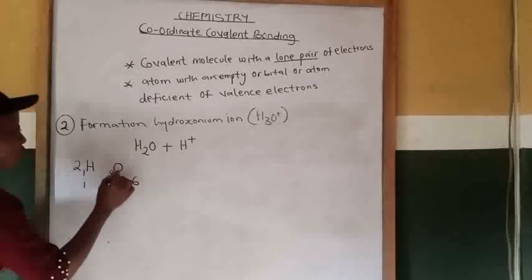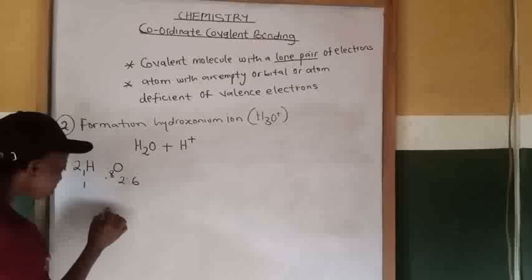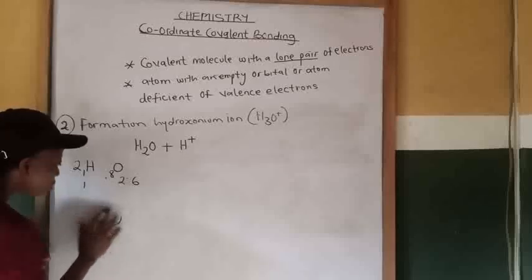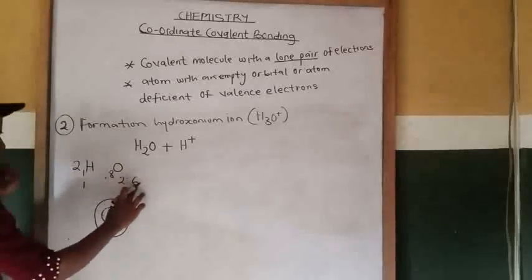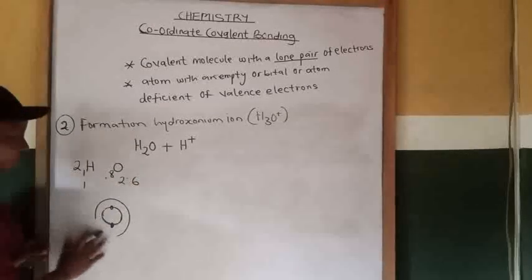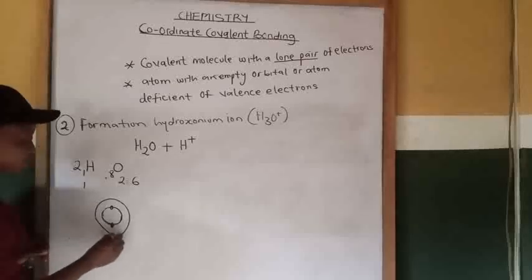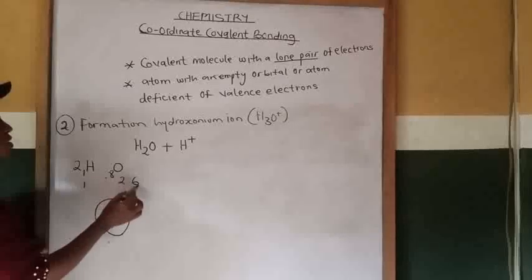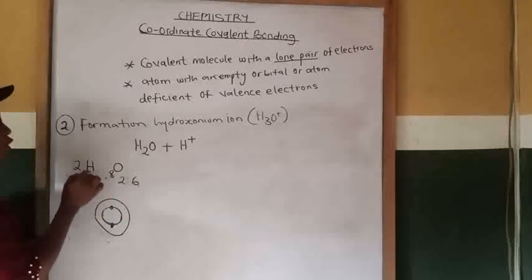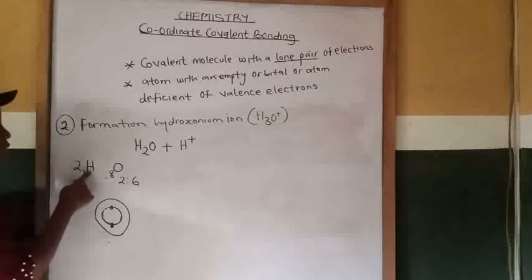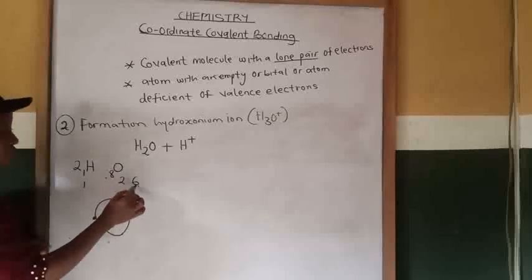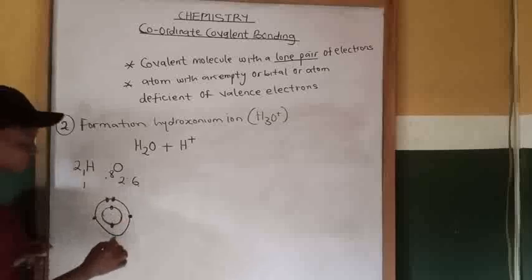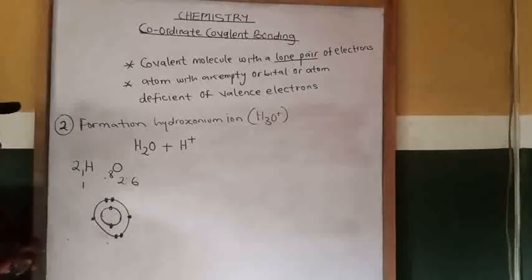So let's draw the structure of oxygen first. Oxygen is 2, 6. The last shell, which is the valence shell, carries 6 electrons. But out of those 6 electrons, we have to drop one electron each for 2 atoms of hydrogen to attach with. So I'm going to drop 1 here, 1 here, out of 6 electrons. The remaining 4 will be paired, 2, 2.